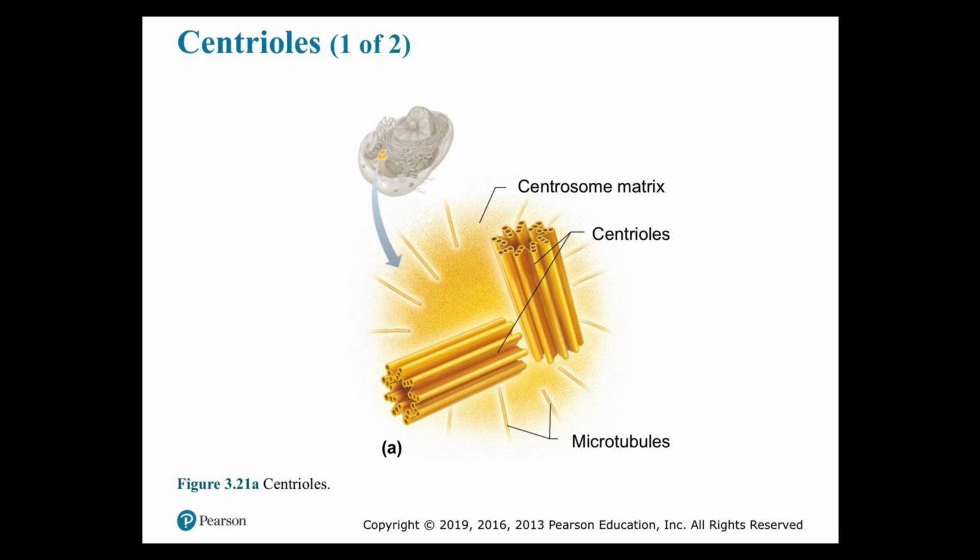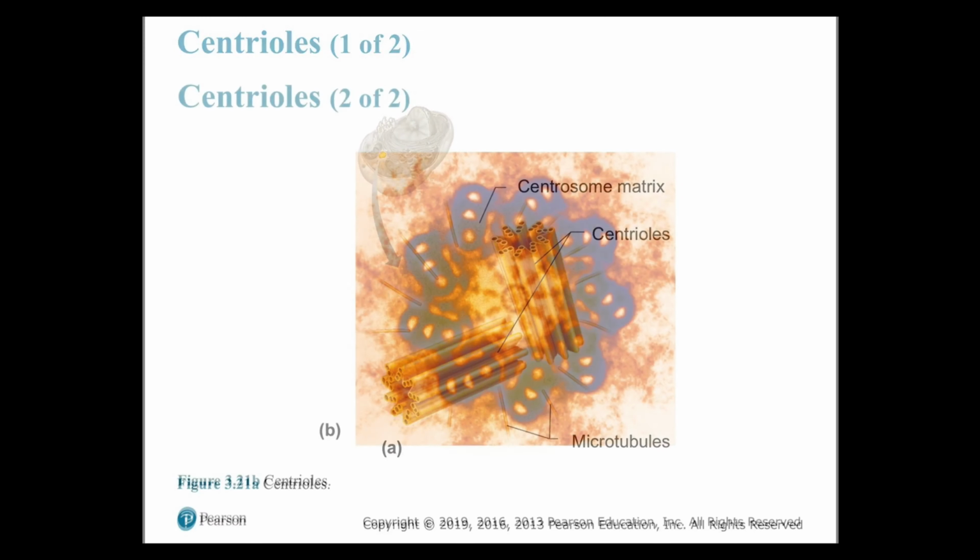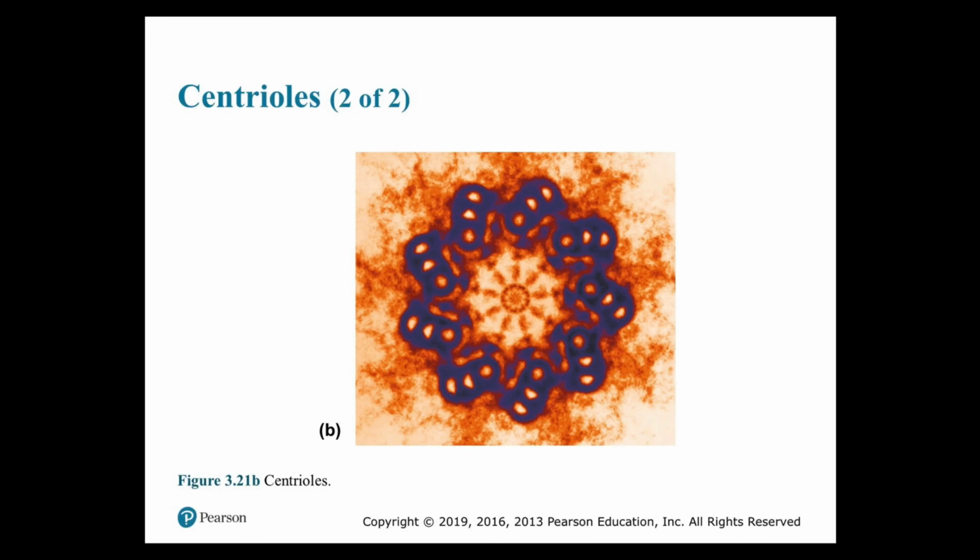In figure 3.21a, we see a centrosome, which is made up of a pair of centrioles, and these are important for organizing the microtubules. In figure 3.21b, we can see an electron micrograph of a cross-section of a centriole. You can see that there are 9 sets of 3 microtubules, so we call this a 9-3 arrangement of microtubules.